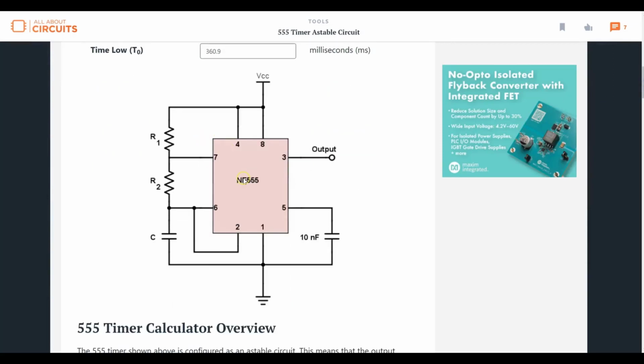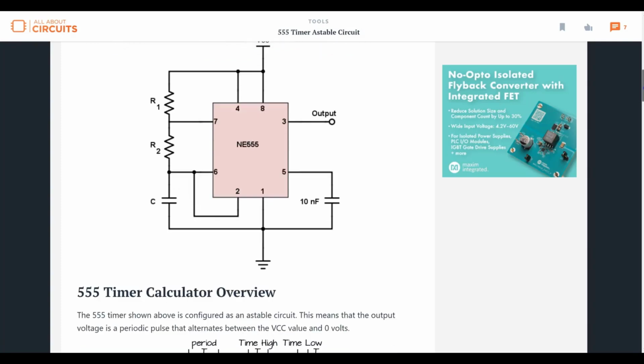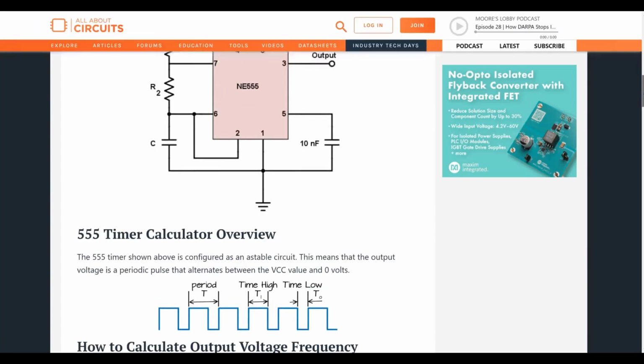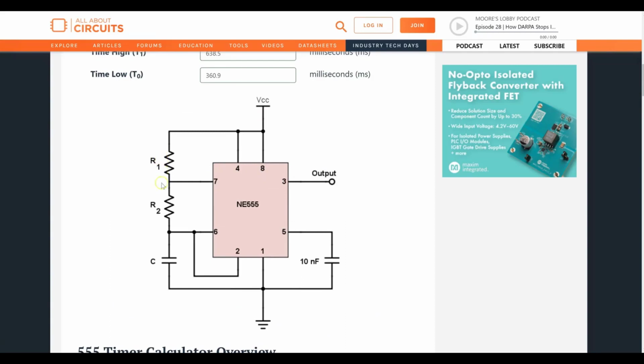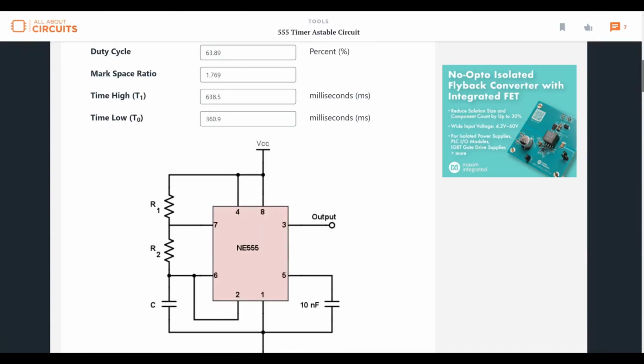So the 555 timer, when configured in this fashion, can be used to create a certain clock frequency or set some kind of a timing delay. That's what the 555 timer is, basically setting up a timer. It's a timer chip. So these R1, R2 and C, these three passive components, basically decide how much the timing delay is going to be.